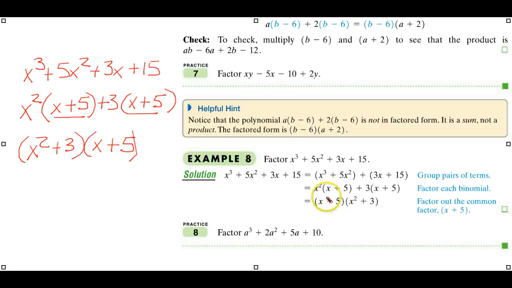Now notice they're doing it where they put this factor, the common factor, out in front. I sort of like it this way because we said if we're going to multiply this, we take this, multiply it by that, which is what you have here, plus 3, multiply it by that, and then you get this.